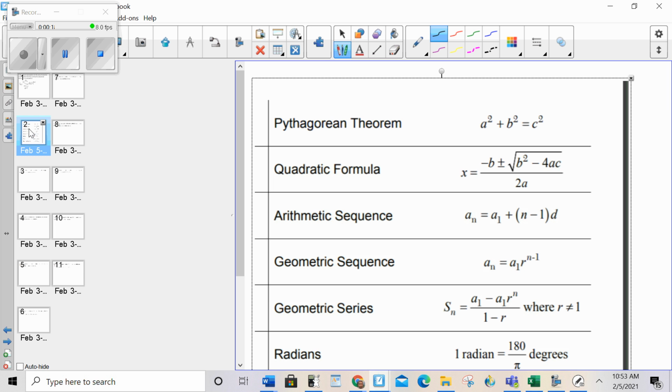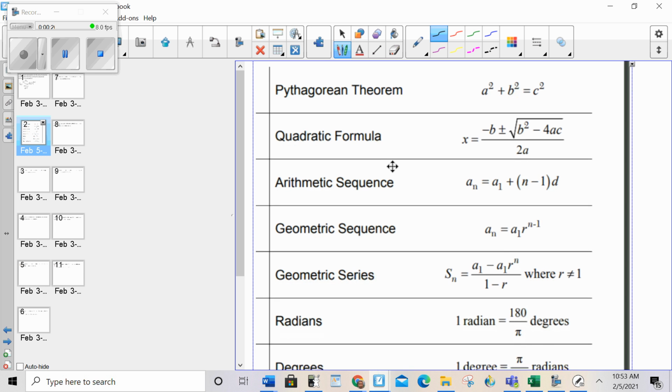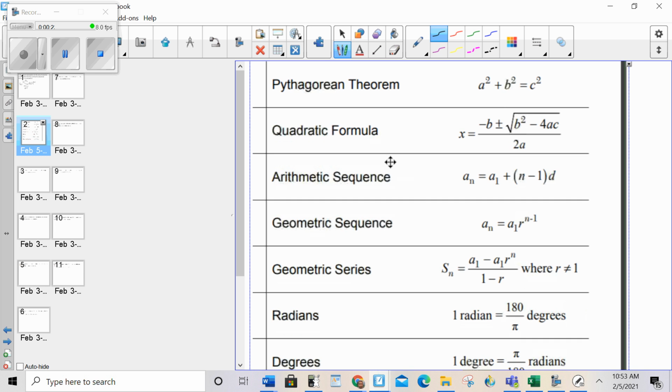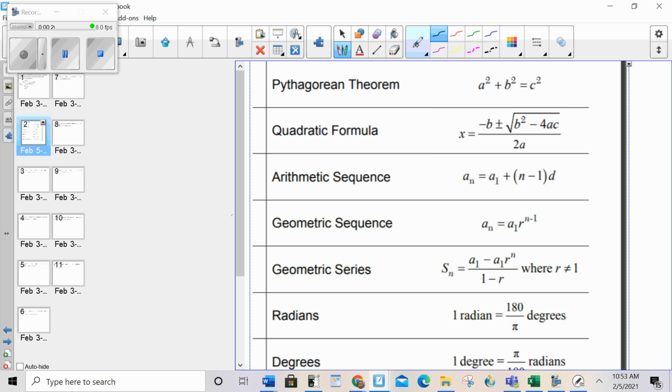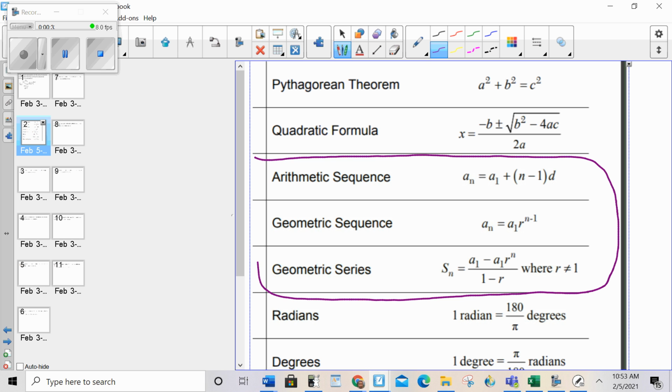Alright, so this is the right side of the reference sheet that you get when you take the Regents. And if you focus in on this area right here, this is what you need for this unit. They give you your two sequence formulas, and then you have your geometric series. And like I said in the previous lesson, I'm not going to go over arithmetic series with you, just the ones that are on the sheet.